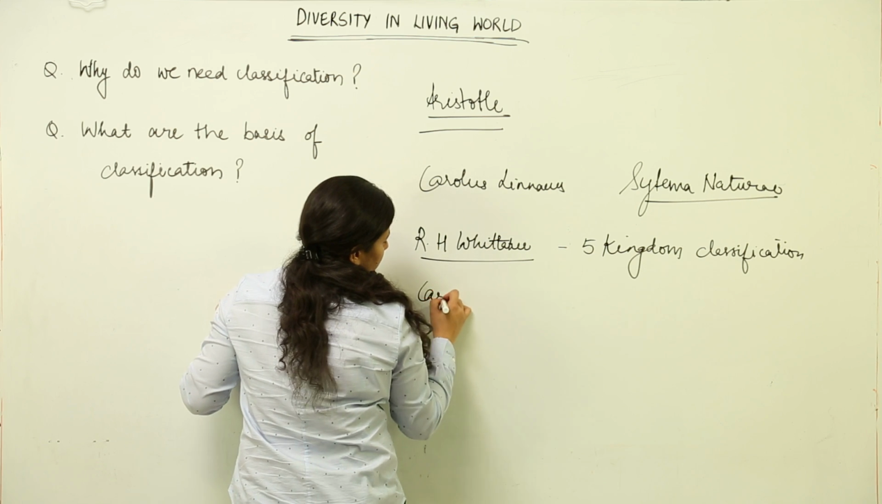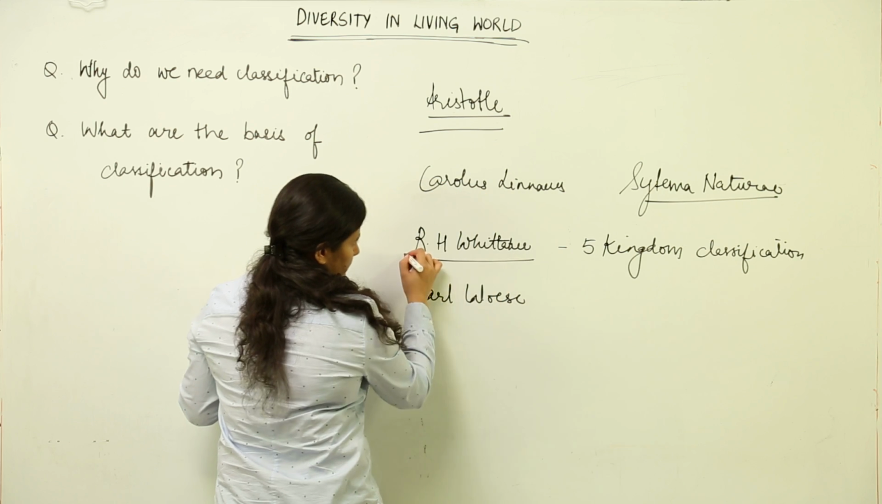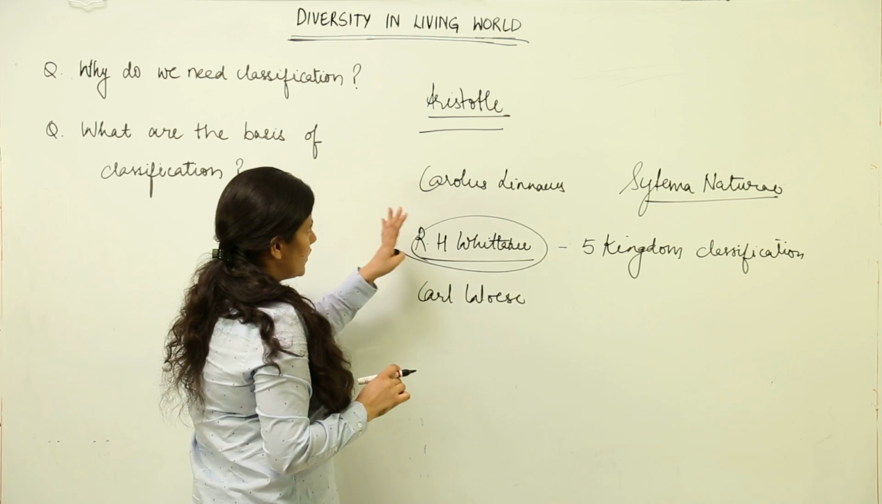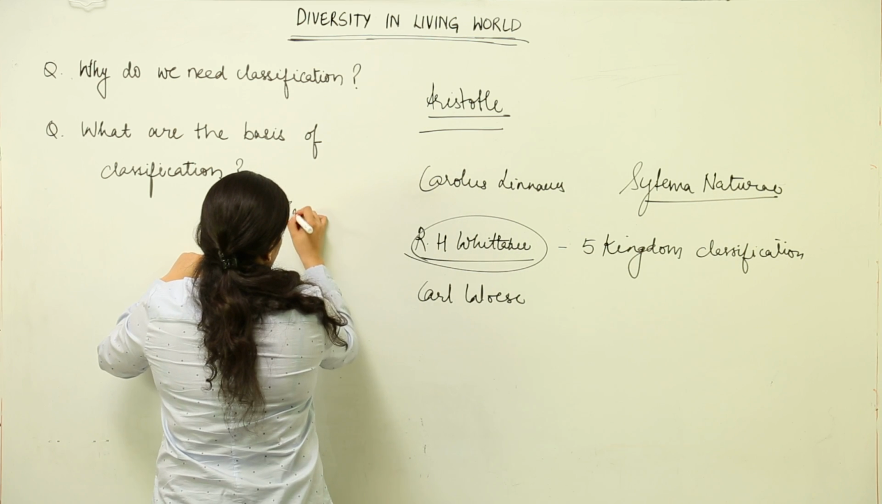And then came Carl Woese. I missed one person's name. He was in between, after Carolus Linnaeus. It was Ernst Haeckel.